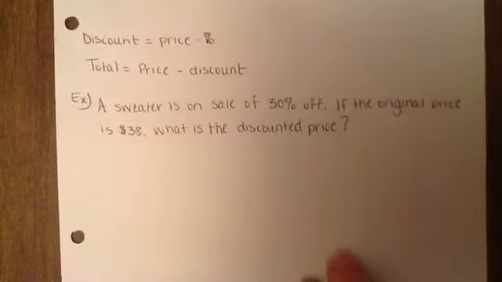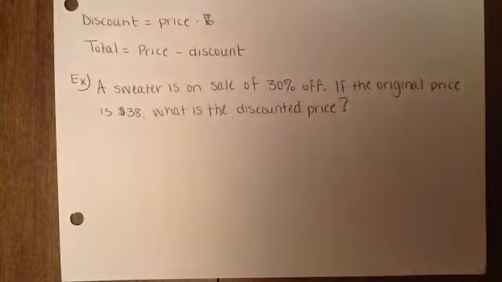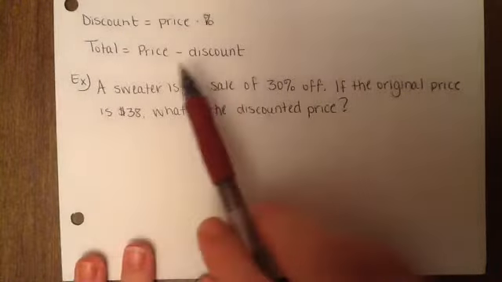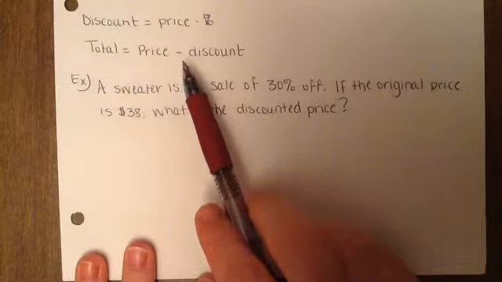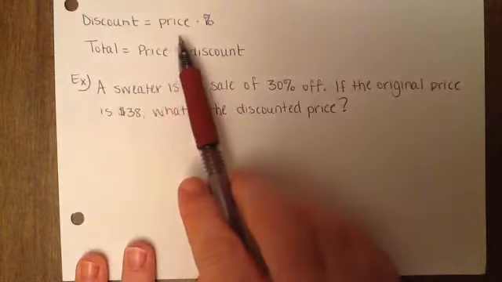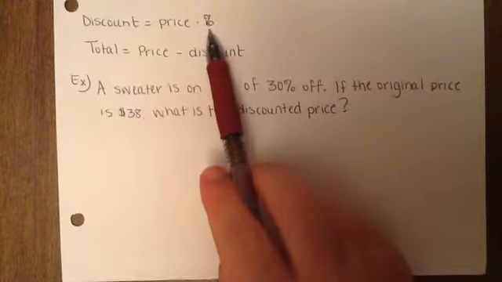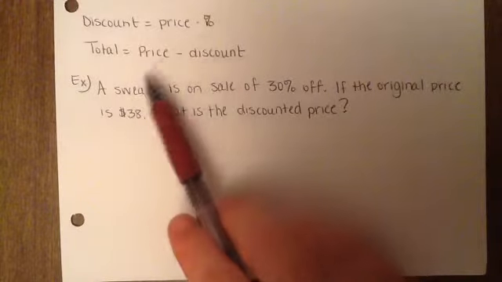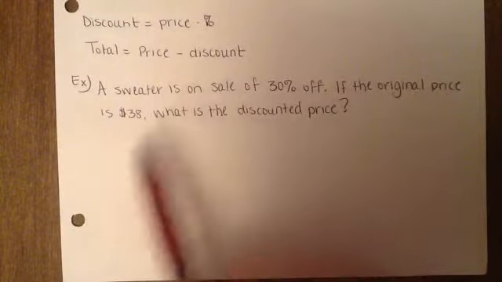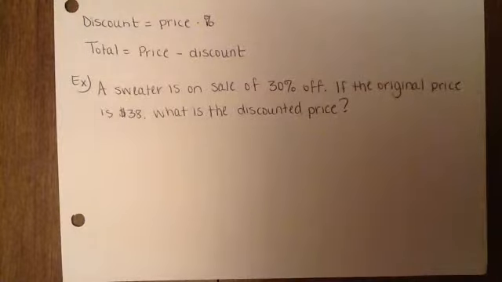Our next one is discount. Discount means we are saving money. It's on sale. So what are we going to eventually do? Subtract that amount. So discount equals the price times the percent. So we first have to figure out the discount. Then we're going to subtract it. So try this one.